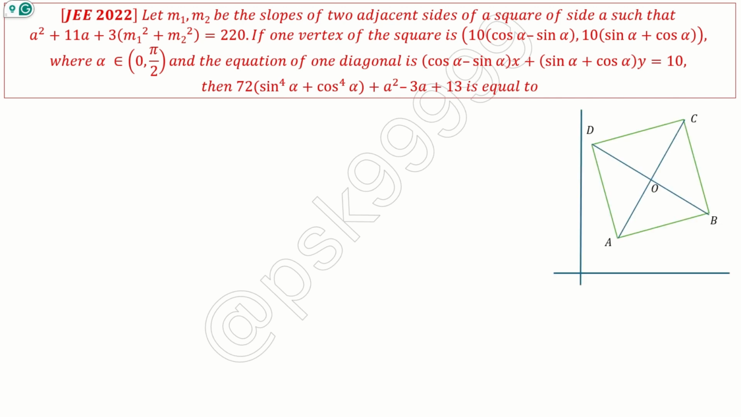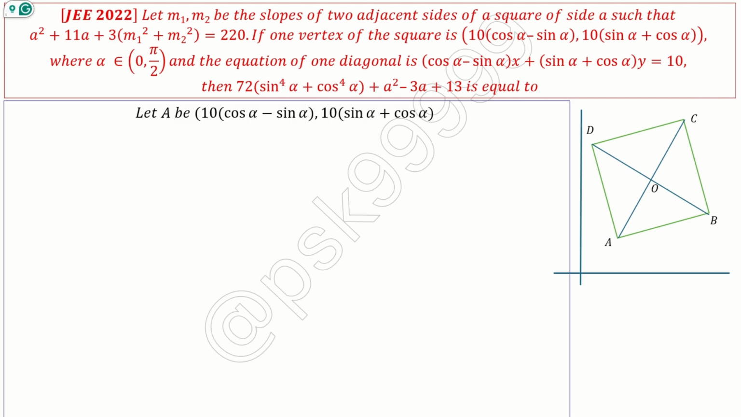Okay, so I just draw ABCD square. Okay, it is not exactly parallel to x-axis or parallel to y-axis, nothing is given, so I just put it tilted. Now I will assume the given point is A. I will start from there. I can assume anywhere. Okay, I'm assuming A is this point and I'm starting from there. Okay, so let A be 10 times cos alpha minus sin alpha, comma 10 times sin alpha plus cos alpha.